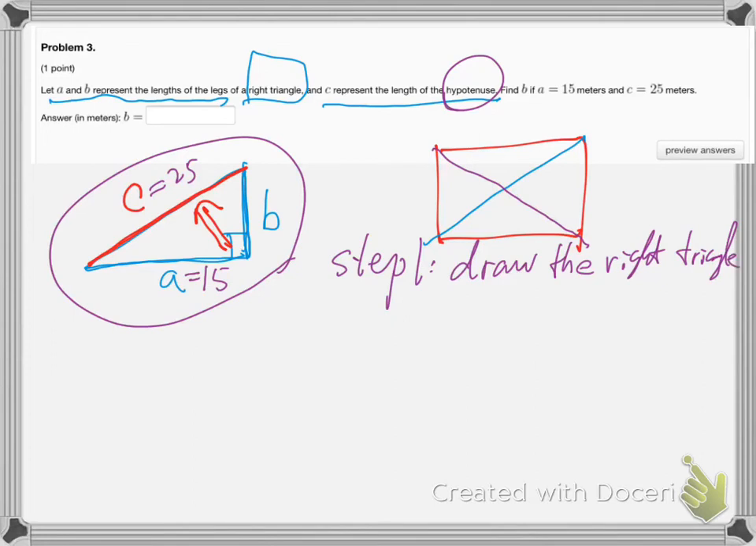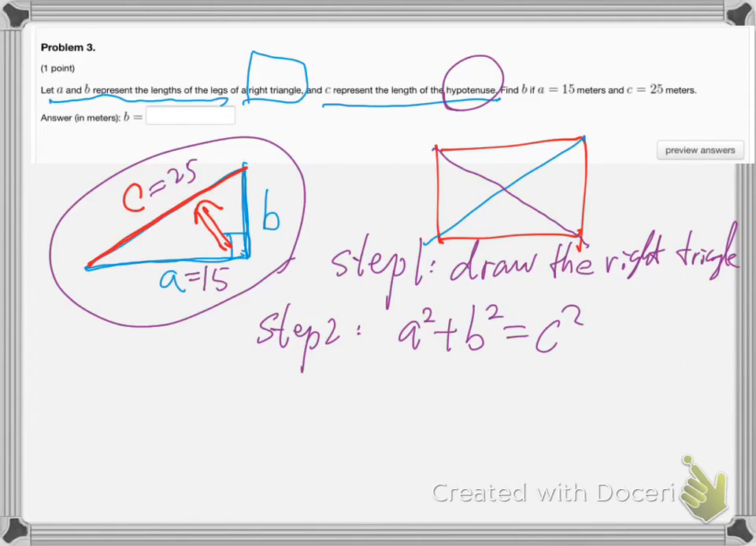Okay, you have A, B, C labeled on this picture. So step 2 is a theorem. Step 2 is the Pythagorean theorem: A squared plus B squared is C squared. And then we substitute, right?